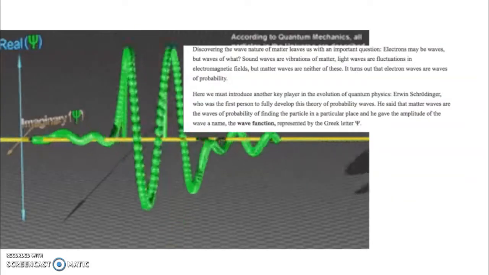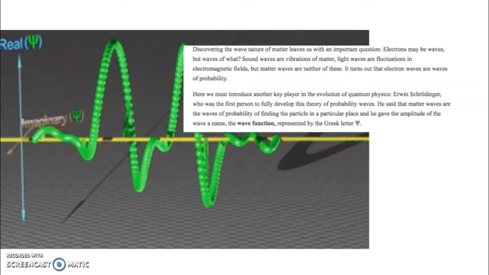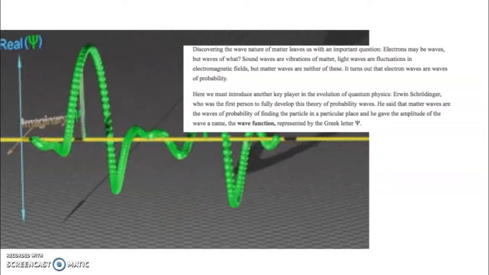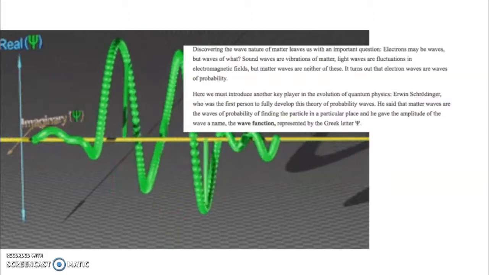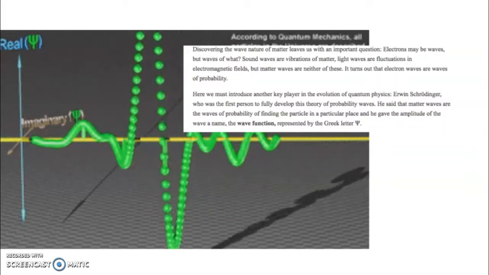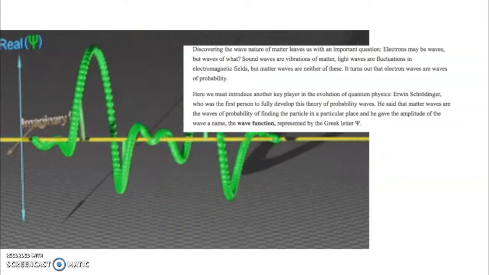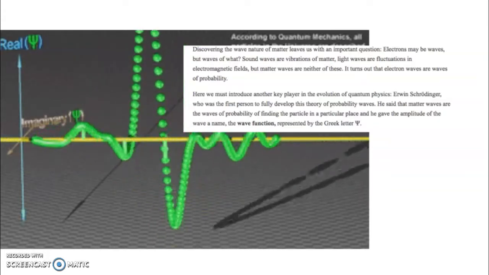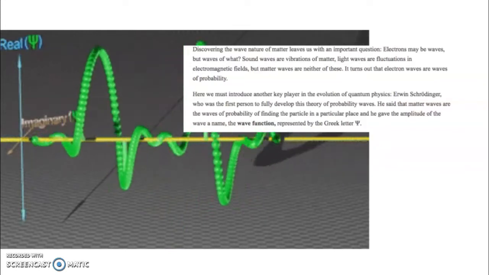So there are three main ideas behind quantum physics that we're covering in the IB. The first one was wave-particle duality by de Broglie, which was fairly straightforward. The second one is this idea of quantum probability, which we're going to be looking at now. And then we'll be moving on to the third big idea, which is quantum uncertainty.